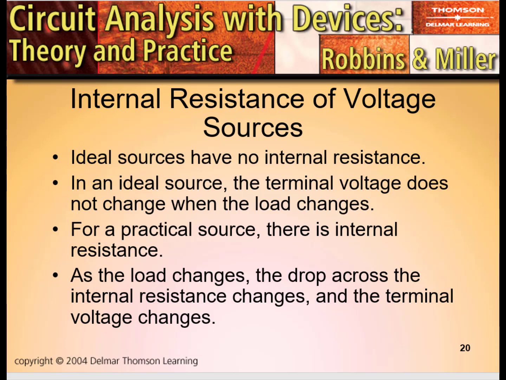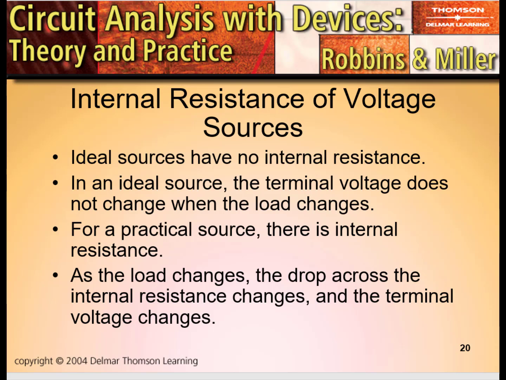So ideal sources have no internal resistance. For an ideal source, the terminal voltage does not change when the load changes. For a practical source, there's internal resistance, so as the load current changes, the drop across the internal resistance changes and the terminal voltage changes.